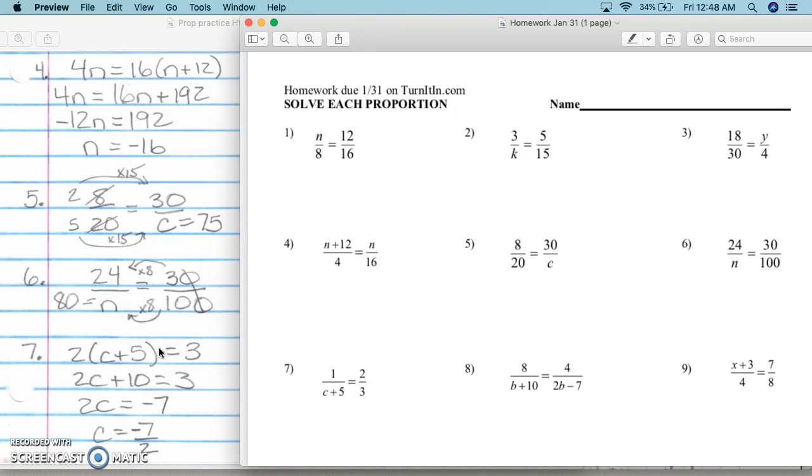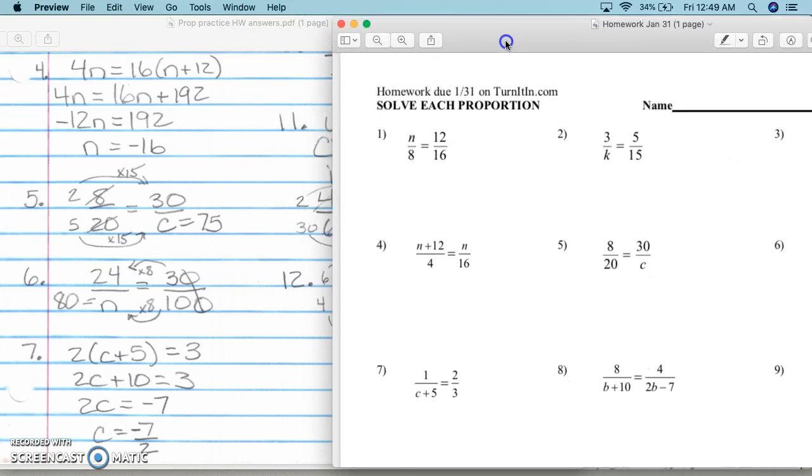So 2 times c plus 5, use your parentheses, distribute that 2, equals 3. 3 times 1 is 3. So then 2c equals negative 7, and c equals negative 7 halves. I did plug that in to make sure it was correct, and it is. So that's your answer there.